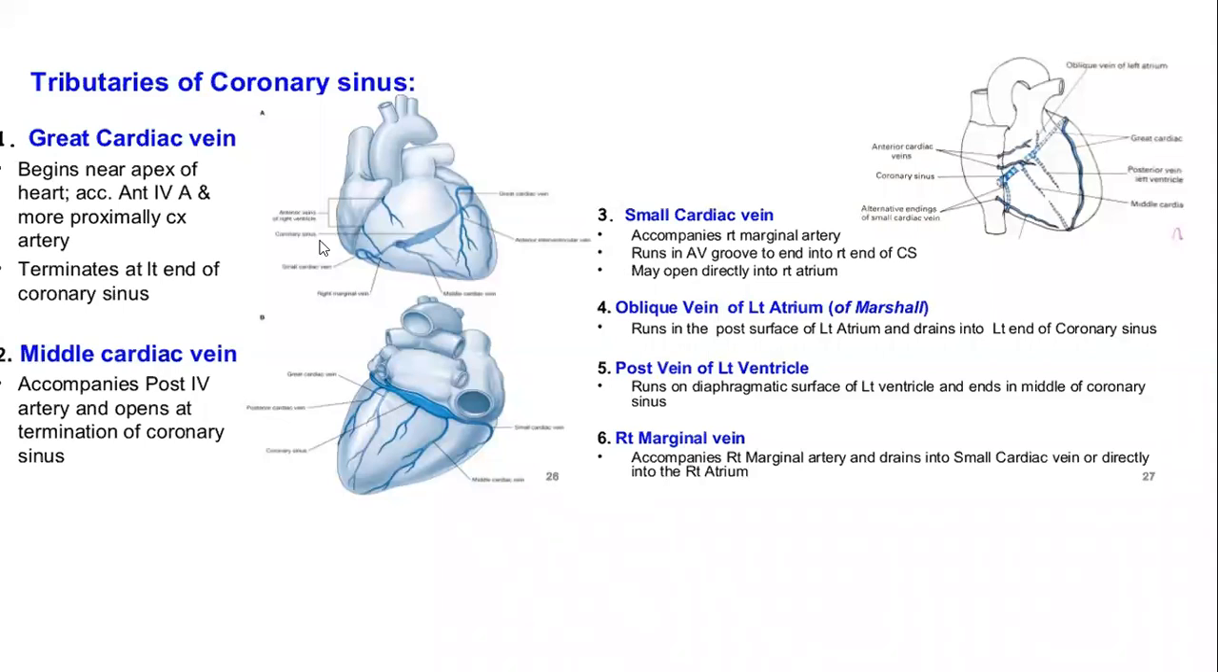Now let's take a closer look at the tributaries of the coronary sinus. First of all, we have the great cardiac vein, which is the major tributary for the coronary sinus, और जिसकी coronary sinus खुद भी continuation होती है. So, great cardiac vein begins near the apex of the heart and terminates at the beginning of the coronary sinus.